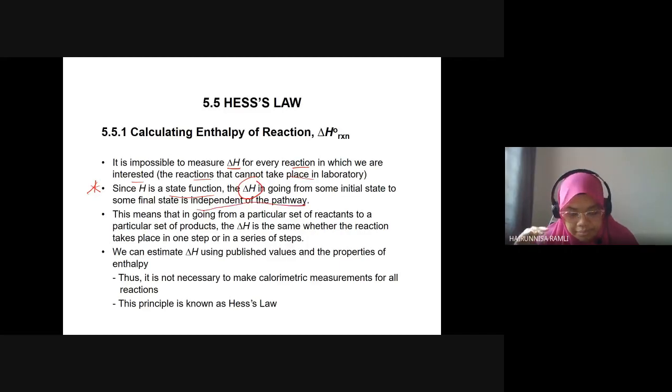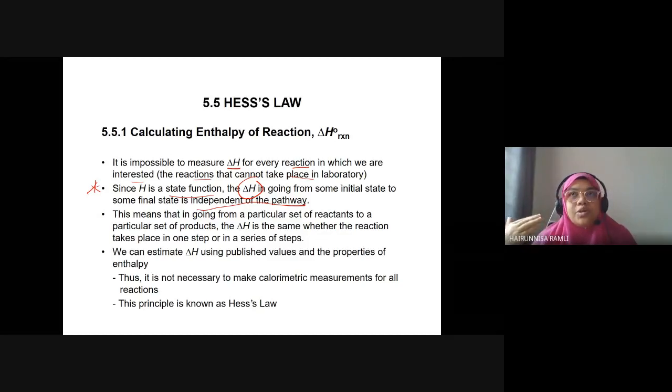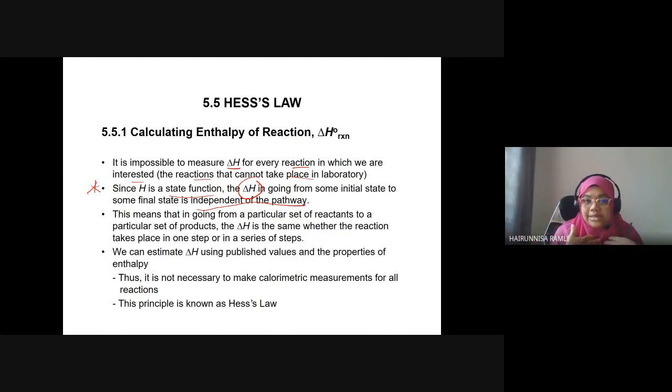Apa itu state function? Well, paling senang saya suka cakap sini, the value of delta H is independent of the pathway. Okay, analogi dia, contoh kita nak balik kampung. Saya nak balik kampung. Saya duduk kat Selangor, saya nak balik Perak. Okay, for example. So, Selangor is our initial state. So, nak balik Perak is final state. Okay, so if you open your Waze, buka Waze or Google Map, ada a few suggestion.